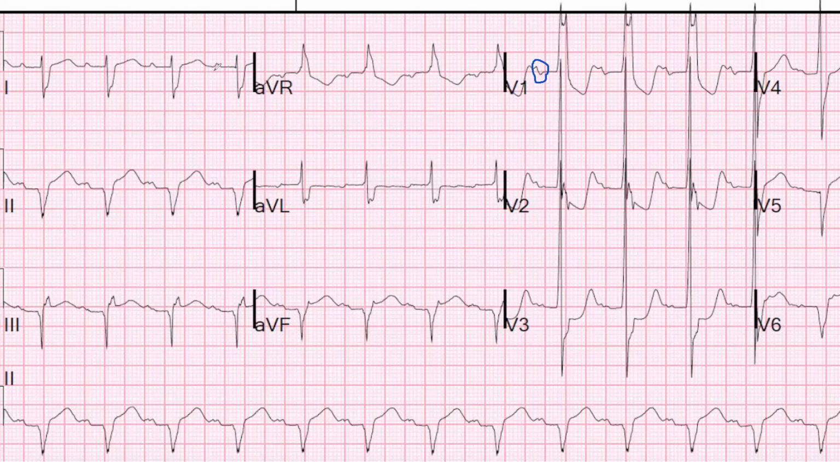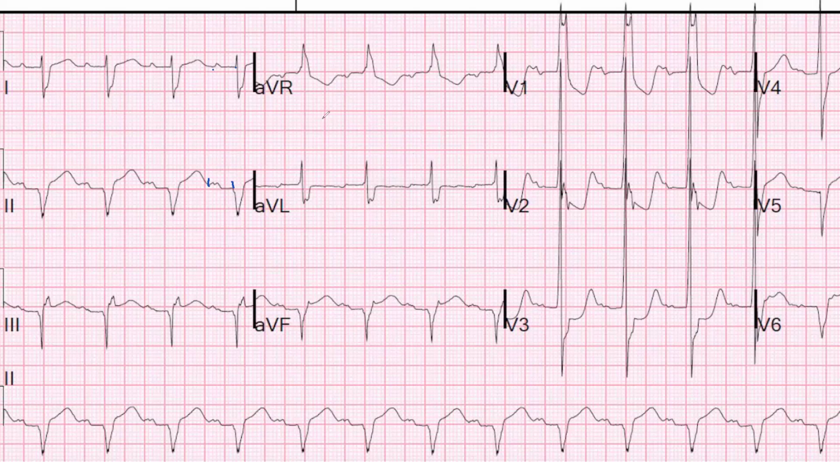You can see very nicely here the PR interval, but here as well. It's prolonged, meaning that there's a blockage in the conduction from the atrium to the ventricles. Bundle branch block? No, this is AV block, not an intraventricular block.